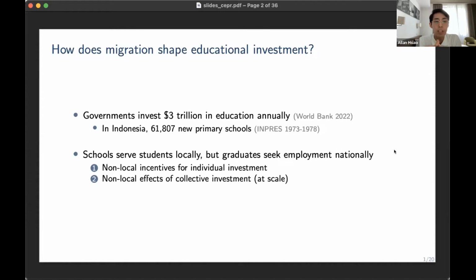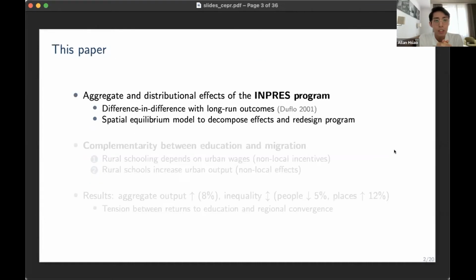Okay. And two, we can think about the non-local effects of collective investment, in particular at scale. Once we build a lot of schools, people are going to get educated in their home districts and they're going to move around nationally. And so the effect of building a school over here is not only contained to this local labor market, but impacts the entire national labor market via migration. So in this paper, those are the pieces that I'm after. I want to focus in on this Indonesian school construction program, this INPRES program, and use a model to quantify both its aggregate and distributional effects.